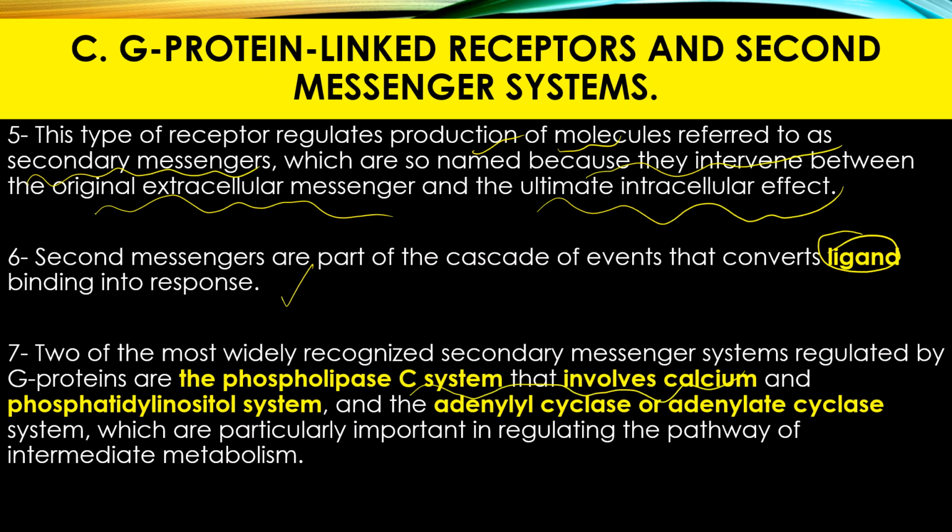But now we are looking at the most important part of the other system, that is the phosphatidylinositol system, and the adenylate cyclase system, which are particularly important in regulating the pathways of intermediate metabolism. So before we discuss the first one, we first describe the adenylate cyclase system, how it produces the secondary messenger.